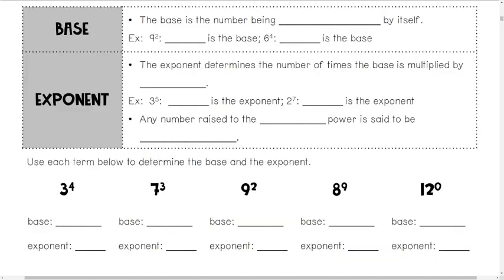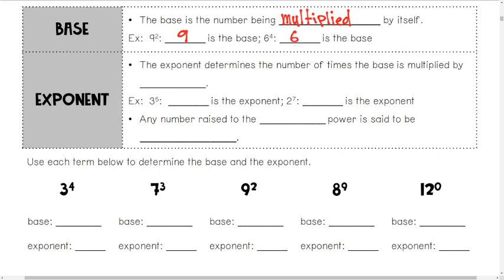Alright, so with this one we have bases and exponents as far as our vocabulary goes. For it to be a base, it's a number that's being multiplied by itself. So in this example here we have 9 squared, and in that case 9 is the base, and then here we have 6 to the 4th power. That would be 6 as the base.